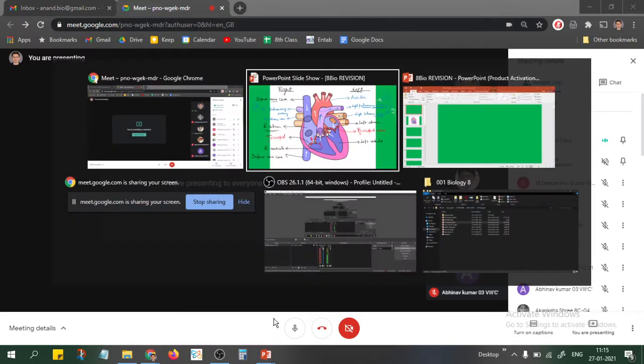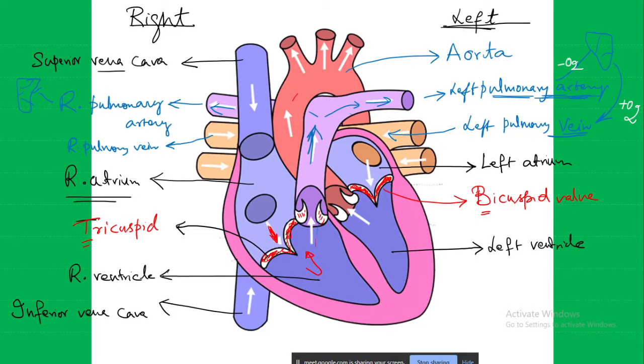Okay, sorry. So here we have the pulmonary circulation. What we are seeing here are the arteries and veins that are involved in the circulation of the blood.